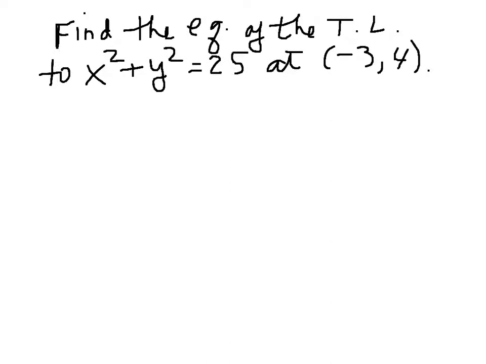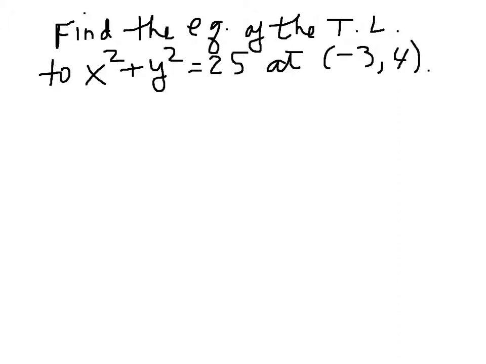So let's take a look at this example. Here we're asked to find the equation of the tangent line to the relation x squared plus y squared equals 25 at the point minus 3, 4. So please notice that x squared plus y squared equals 25 is a circle centered at the origin with radius 5. And it's a smooth and differentiable curve, so it will have a tangent line at all points.